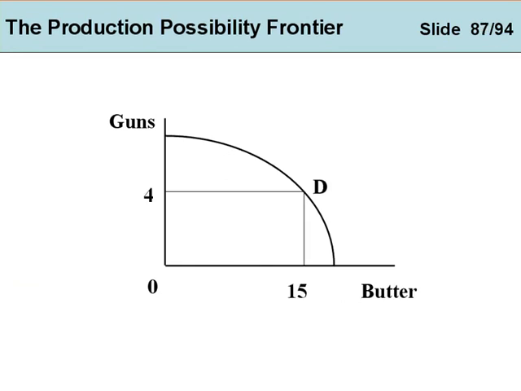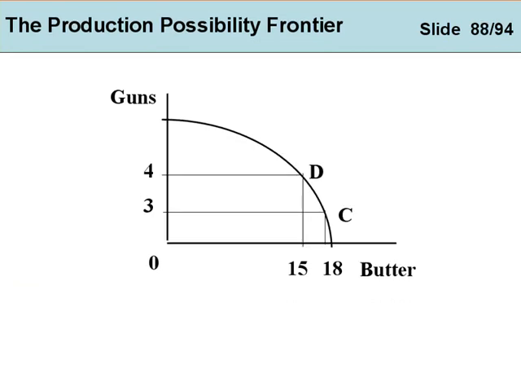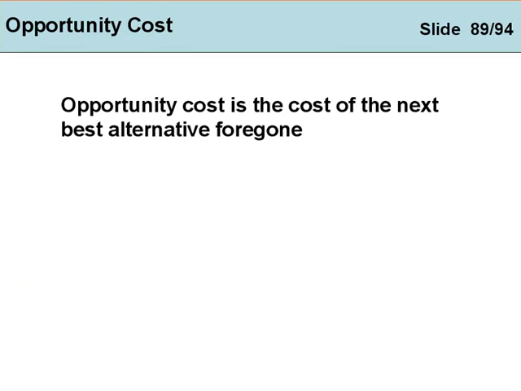Here's the point D. We've got 4 guns, 15 units of butter. Here's the point C. We've got 3 guns, 18 units of butter. So to get one more gun, to move from C to D, from 3 to 4, we'd have to give up 3 units of butter. We have to move from 18 to 15. So the cost of the extra gun is 3 units of butter in this case. This is what's known as the opportunity cost. It's the cost of the next best alternative foregone.